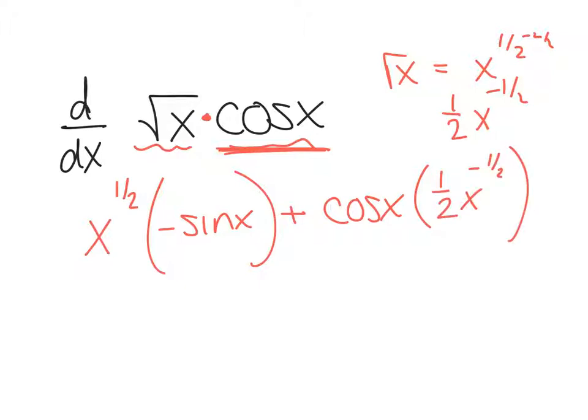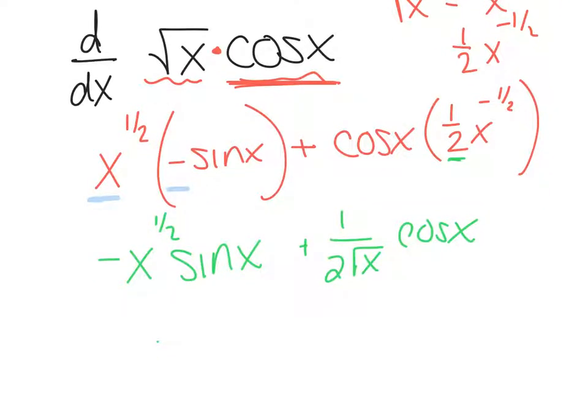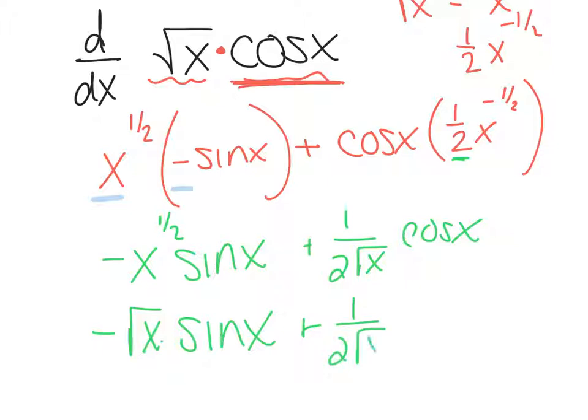And lastly, I'm just going to clean it up. Remember that I'm going to pull any coefficients or constants out in front. So I'm going to multiply this negative here. So I'm going to say that's negative x to the 1/2 times the sine of x. And again, I'm going to pull this out front. So plus 1 over 2 radical x cos x. And to be even more clear, I'm going to fix that last term as negative radical x sine of x plus 1 over 2 radical x cos x.